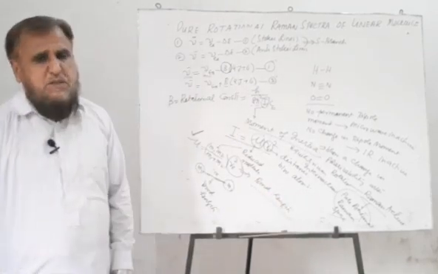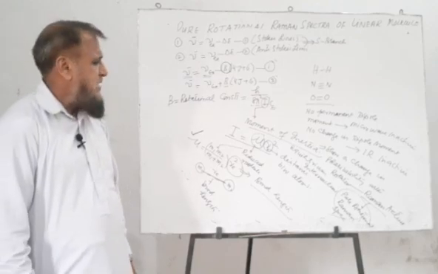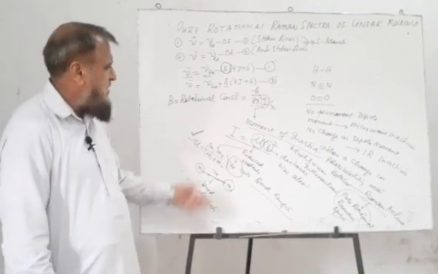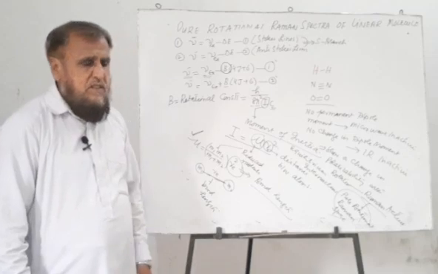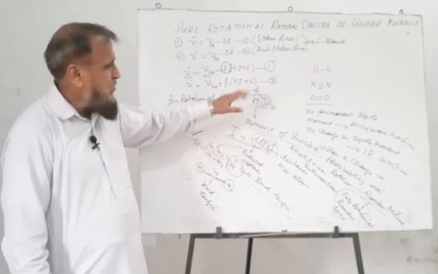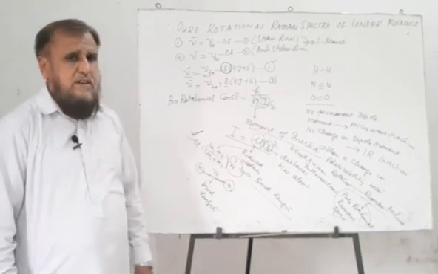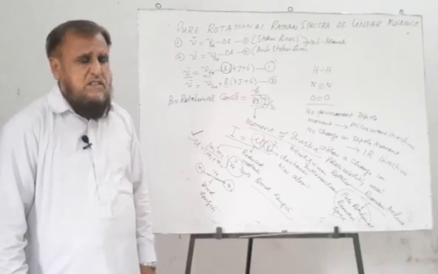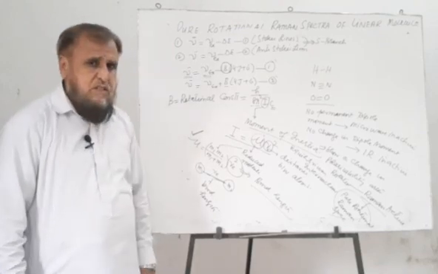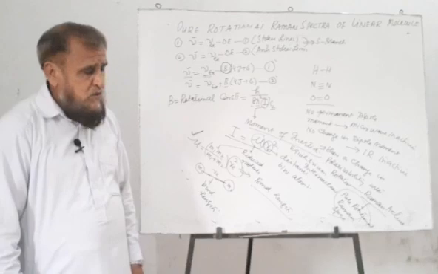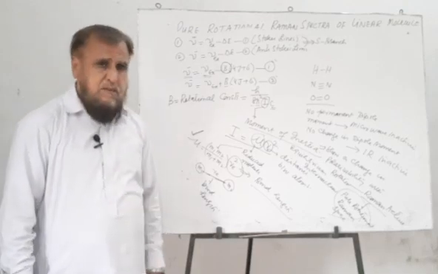So from the Raman spectrum, we can determine or calculate the bond length of linear diatomic molecules like H2, N2 and O2, which are microwave inactive, which are IR inactive, but they are Raman active.